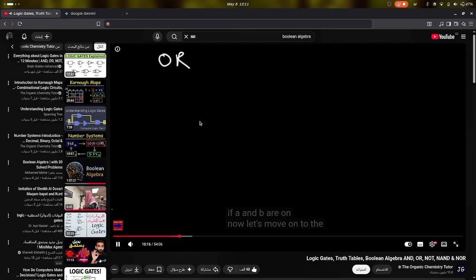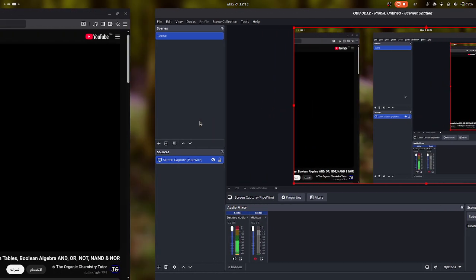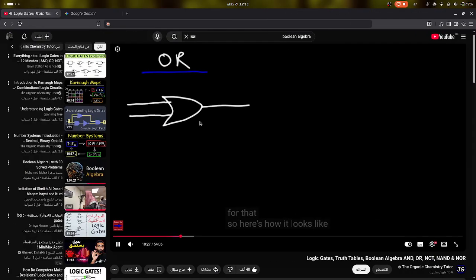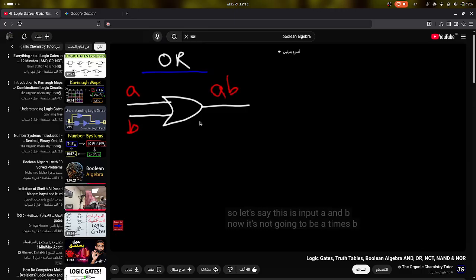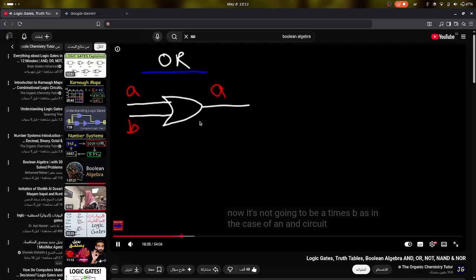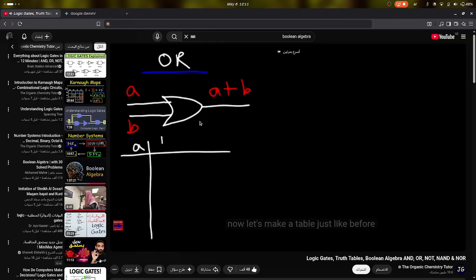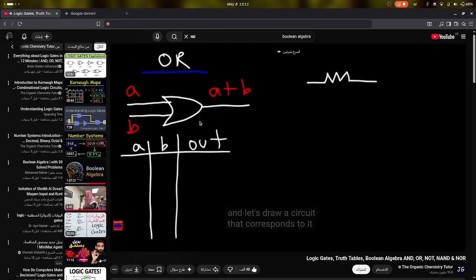Now let's move on to the OR circuit. And let's begin by drawing the symbol for that. So here's how it looks. So let's say this is input A and B. Now it's not going to be A times B as in the case of an AND circuit, but it's A plus B for the OR logic gate. Now let's make a table just like before. And let's draw a circuit that corresponds to it.